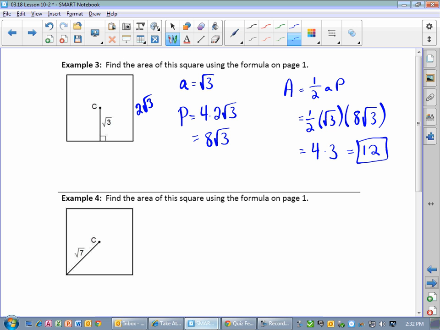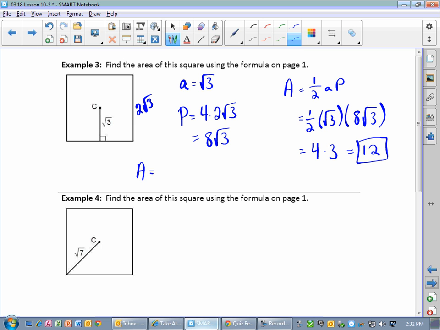Okay. 4 root 3 would be like 2 of the sides, right? Yes. Okay, so if you do 4 root 3, it comes out to 6.9282, and if you add it to that, it'll come out to 5. No, you would.